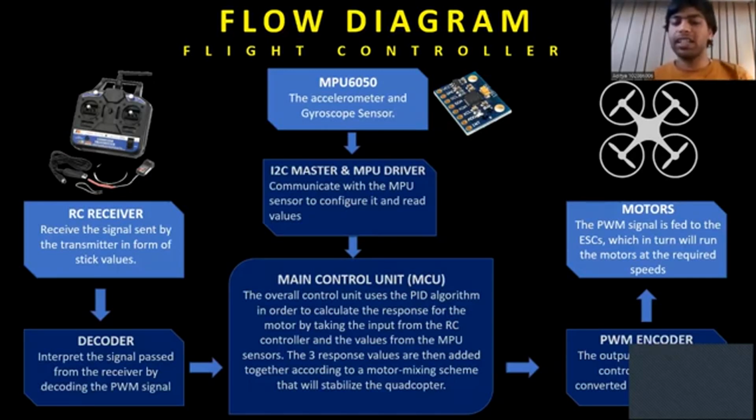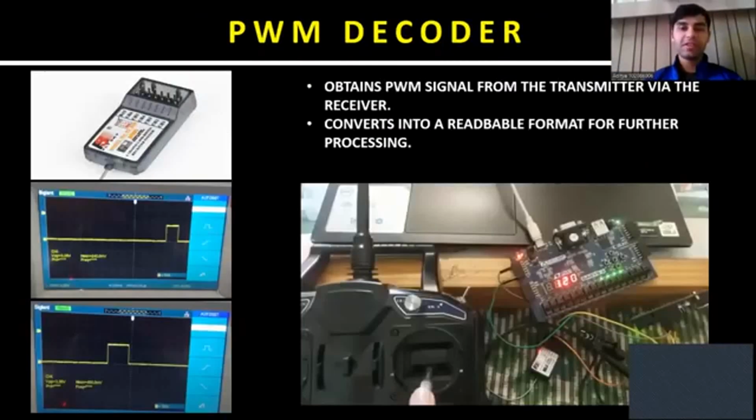The main control unit contains the PID algorithm, which is responsible for calculating the required response of the motors. It takes in the values of the sensor as well as the decoder. The 3 response values are then added together in a motor mixing scheme that will stabilize the quadcopter. Now after calculating these PWM signals, we further feed them into the PWM encoder. The PWM encoder calculates the signals and feeds them to the motors, the ESCs. This is the component flow of the same. The first module of a flight controller. This is the PWM decoder.